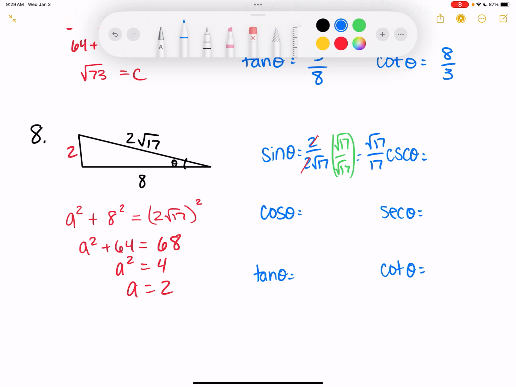Cosine is adjacent over hypotenuse, so that's going to be 8 over 2 square root of 17. So again, 2 and 8 cancel. You need to multiply by square root of 17 over the square root of 17. So I get 4 root 17 over 17. Then tangent, opposite over adjacent, so that's 2 over 8, which reduces to 1 over 4.